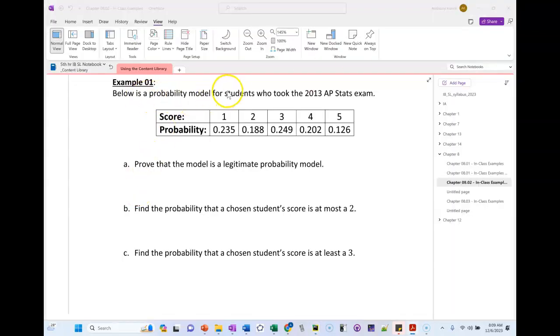Below is a probability model for students who took the 2013 AP Stats exam. Prove the model is a legitimate probability model.